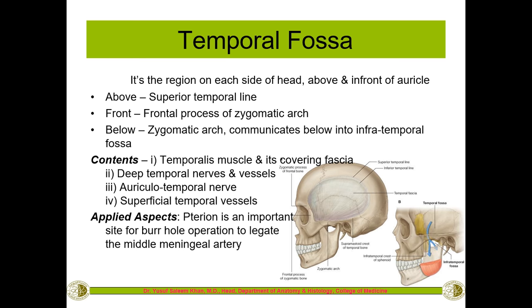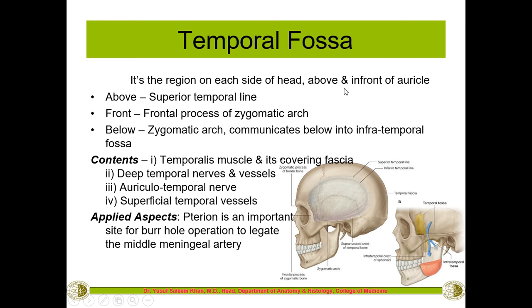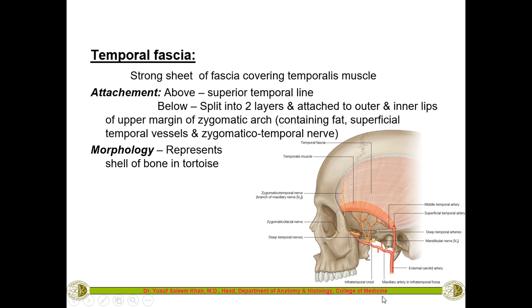What are the contents of this fossa? The main content will be the temporalis muscle, and its covering fascia which is called the temporal fascia. So this is the temporalis muscle, and above that it is covered by a fascia. This is called the temporal fascia. Then deep to that we have the deep temporal nerves and vessels. Then we have the auriculotemporal nerve. Let me show you. So deep to that will be the deep temporal vessels as well as nerves.